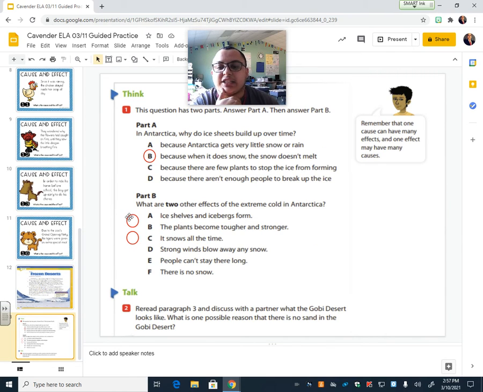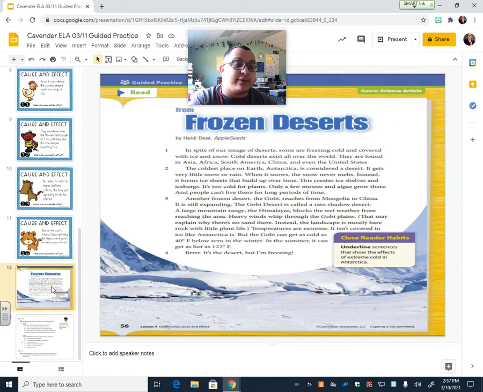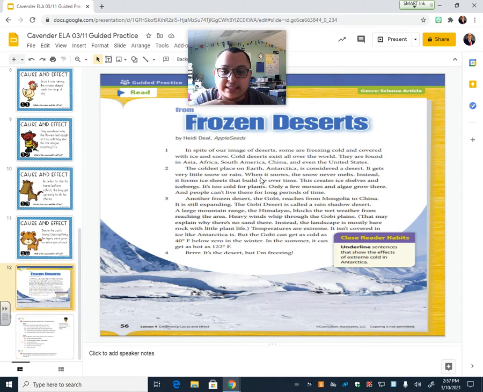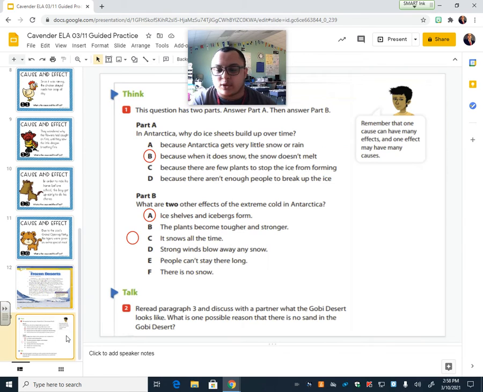So it says ice shelves and icebergs form. Well, we found that explicitly in the text. So let's look at some other effects. The plants become tougher and stronger? Well, no, because if we go back in the text, it tells us specifically here that it's too cold for plants. So that can't be one of our answers. It snows all the time. When we go back here, it says that it gets very little snow or rain. So it can't snow all the time. So that can't be one of our answers.